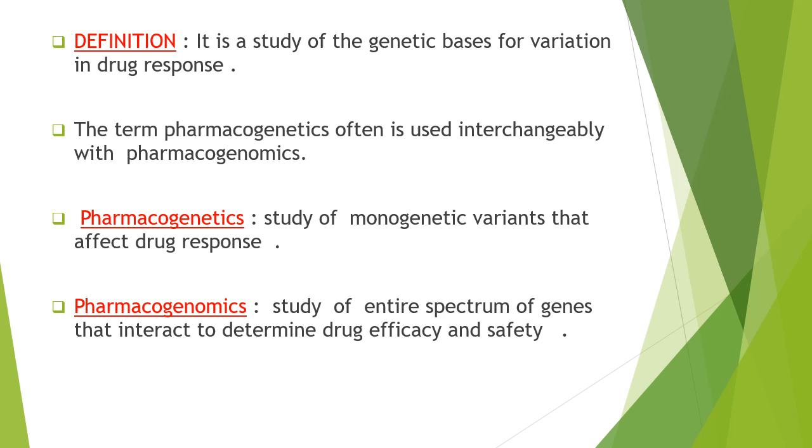Pharmacogenetics is defined as the study of the genetic basis for variation in drug response. The term pharmacogenetics is often used interchangeably with pharmacogenomics, but there is a difference. Pharmacogenetics is the study of monogenetic variants that affect drug response, whereas pharmacogenomics is the study of the entire spectrum of genes that interact to determine drug efficacy and safety.